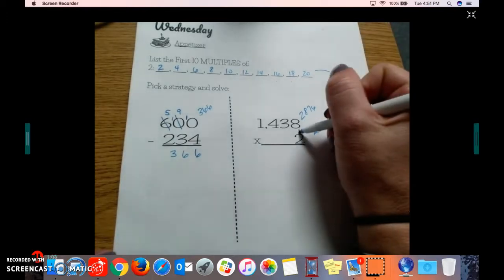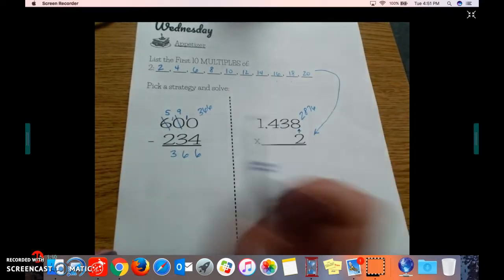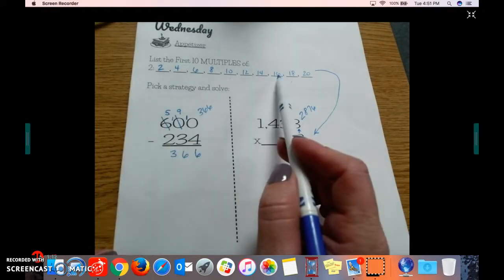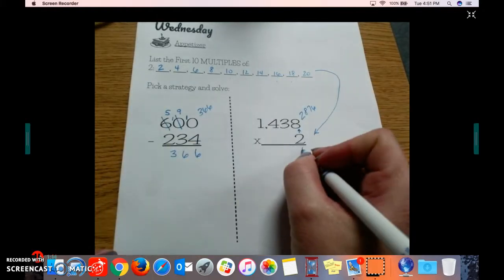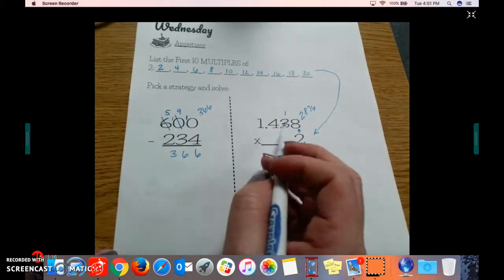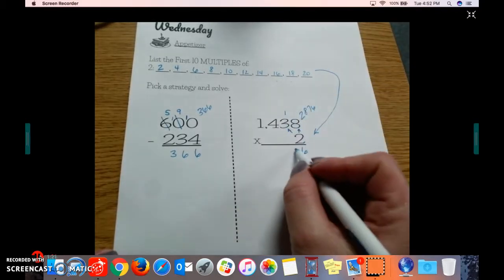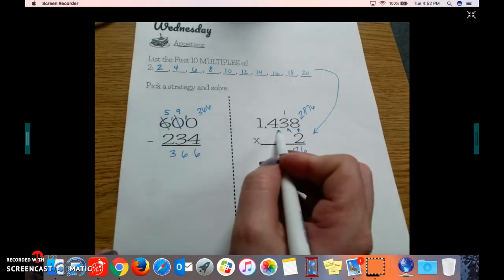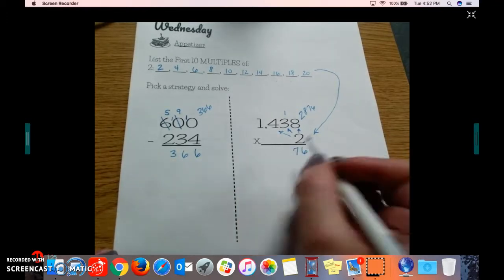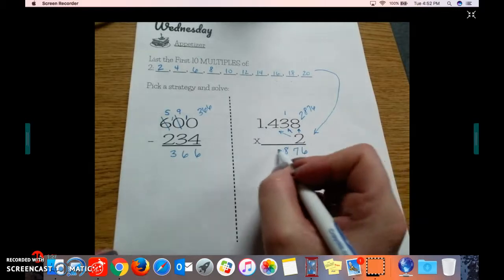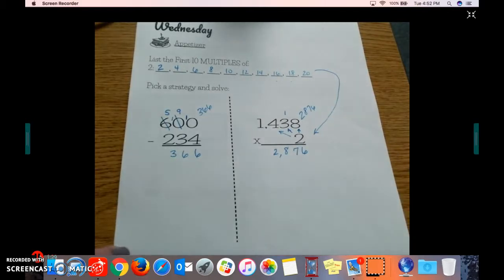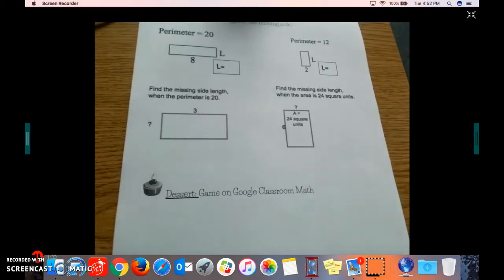Multiplication. I have 8 times 2. 16. If I look up here, 8 times 2, 16. So I have my 6. I carry my 1. 3 times 2, 6 plus 1 more is 7. 2 times 4 is 8. And then 2 times 1 is 2. 2,876. Okay? Moving on to the main course.